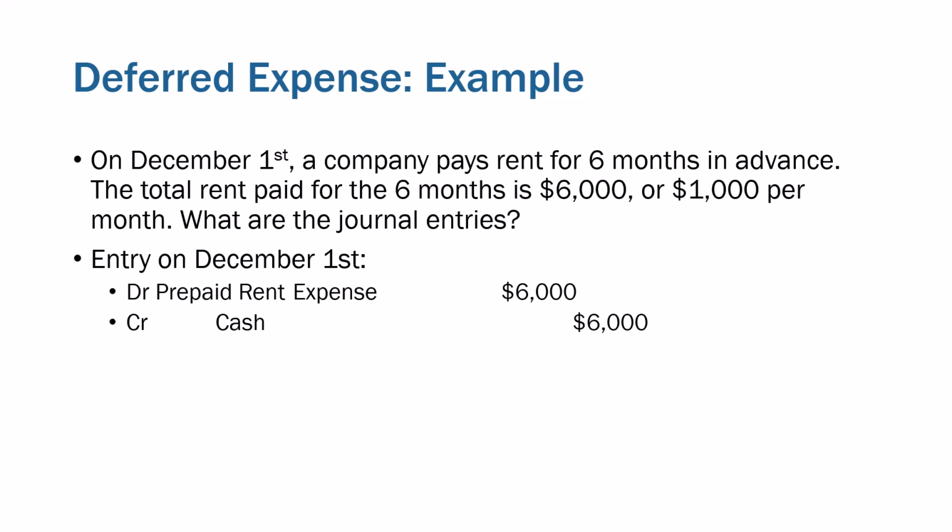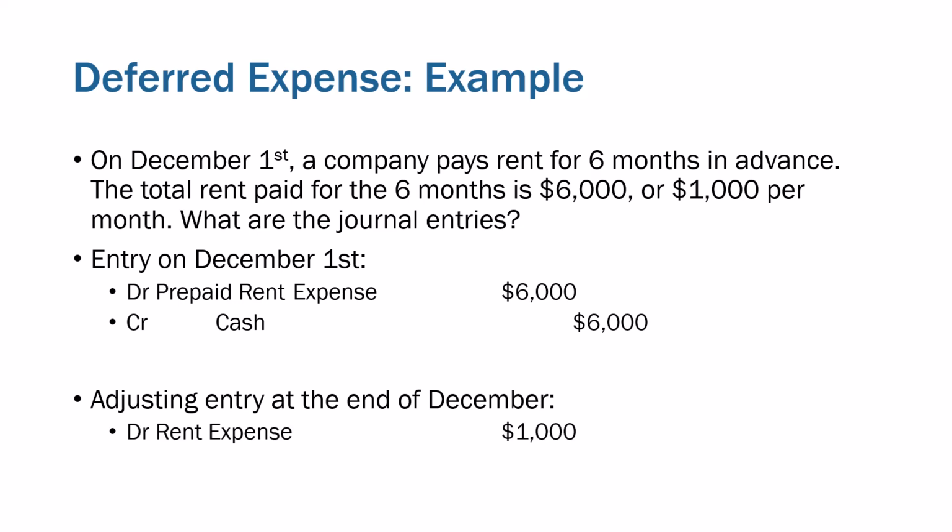But the key here is that prepaid rent expense. You would think it's an expense account that goes on the income statement. The word prepaid overrides that. This is an asset account. Prepaid rent expense is an asset. Now, at the end of December, then we are going to record some rent expense. Why? Because we have used up 1 month of that prepaid rent expense asset account.